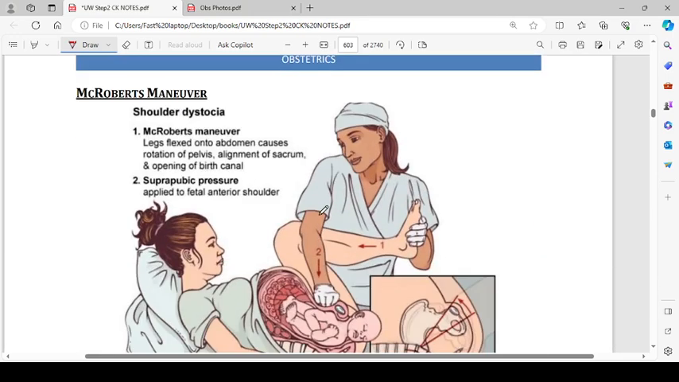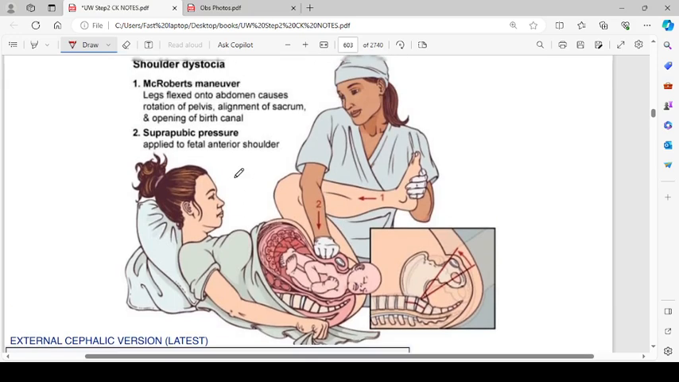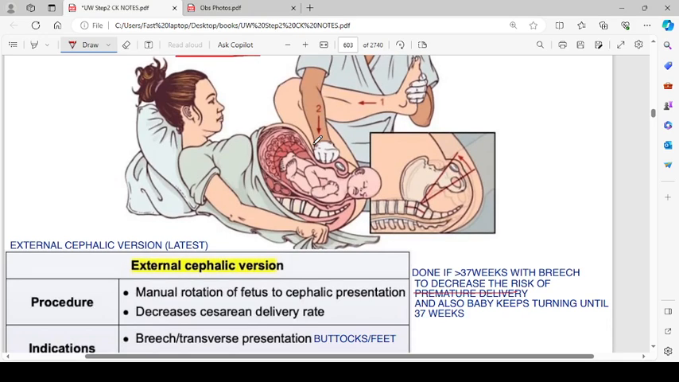Then we have the McRoberts maneuver. What is the McRoberts maneuver? In this, the legs are flexed onto the abdomen, which causes rotation of the pelvis, alignment of the sacrum, and opening of the birth canal. Then we apply suprapubic pressure to the fetal anterior shoulder. So this is basically done when the shoulders are not being delivered, I guess. So this is the McRoberts maneuver.